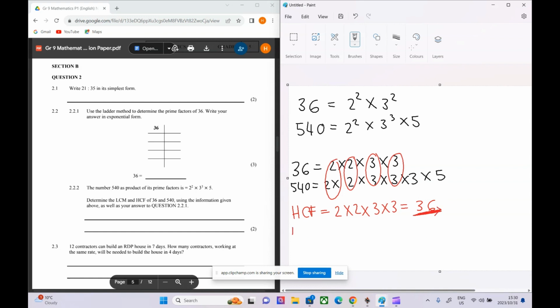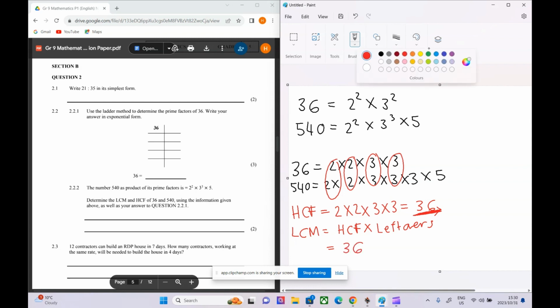And then lowest common multiple is just one step further. Lowest common multiple is always that highest common factor times by all the leftovers. So in this case, our highest common factor was 36. And then let's just circle all the leftovers, maybe in orange. There's no leftovers here in 36, but there are 3 and a 5 here. We can go 36 times 3 times 5. And we should end up with our lowest common multiple is 540.